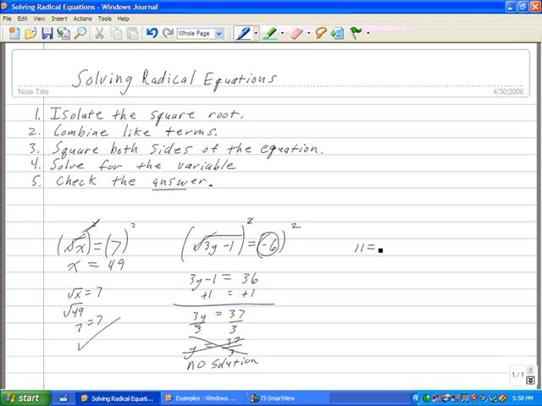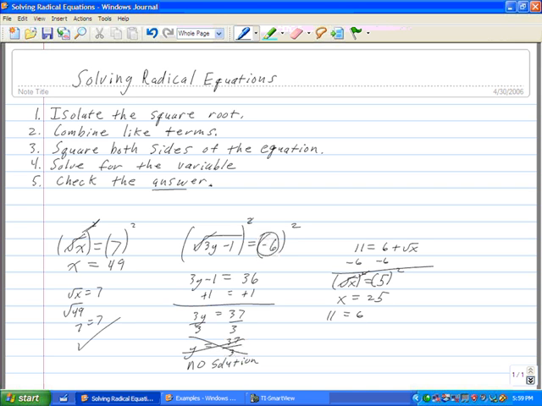Let's go with 11 equaling 6 plus the square root of x. This one has a little bit more work involved. On this one, we do have to isolate the square root, so I'll subtract the 6 over. And I'm going to turn it around, make it square root of x equals 5. Squaring both sides, square and square root cancel. x equals 25. Now let's check it.